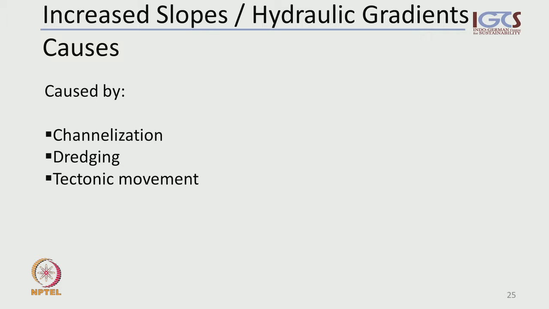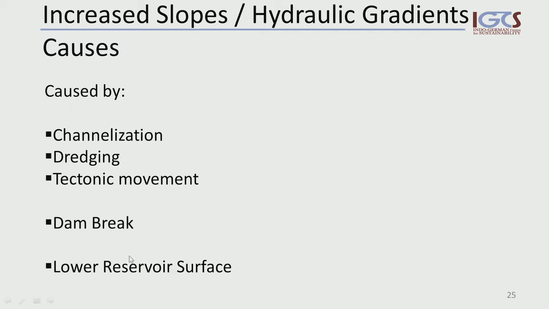What are the causes of these increased slopes? They can be caused by our intervention. It could be because we channelize, we straighten our rivers. It could be because we are dredging rivers. Why do we dredge? We may want to allow ships to pass through our river systems to reach far inland to transport goods. Or it could be the result of tectonic events. But it could also be the result of a dam break. It could also be the result of the lowering of a reservoir surface. So we lower our local base level, we increase our local flow velocity. All of those increase slope and increase the instability of a river system.